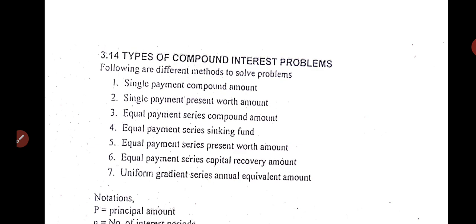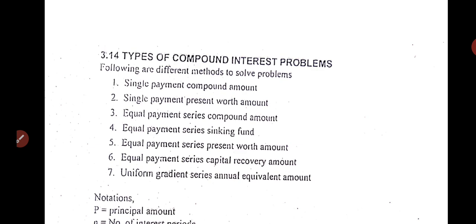This is known as equal payment series compound amount. It means I am paying equal payments. What is the compound amount I am getting after the period? Whatever period, say 10 years, I have decided. So what amount of money am I going to get after 10 years?